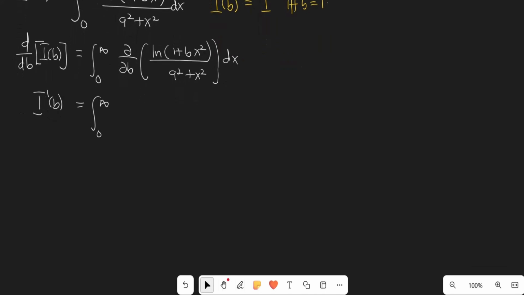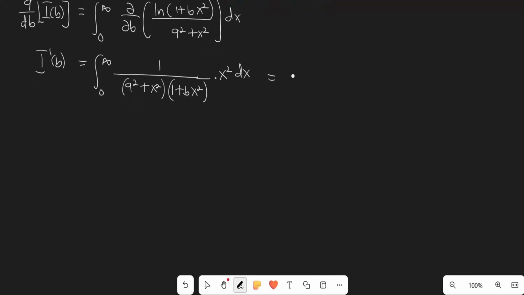Now the left hand side is I prime of b, and that is equal to the integral from 0 to infinity of, now differentiating this one, 1 over 1 plus bx squared, and what is already at the bottom is a squared plus x squared. Then we differentiate 1 plus bx squared with respect to b and multiply, that is going to be x squared dx. So this is the same as the integral from 0 to infinity of x squared all over a squared plus x squared, multiplied by 1 plus bx squared, dx.